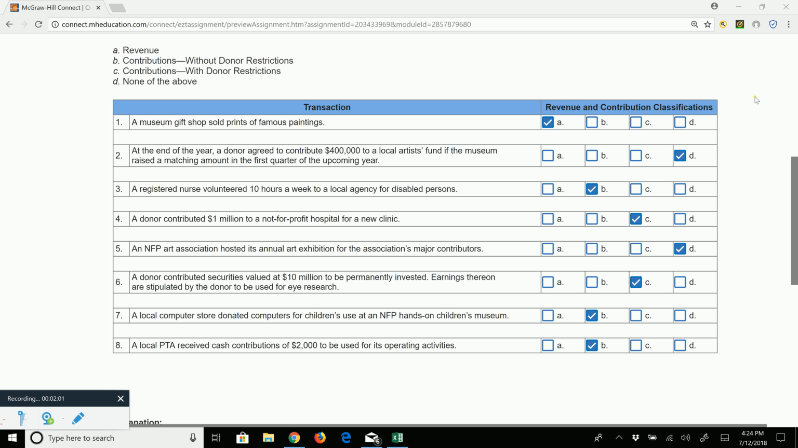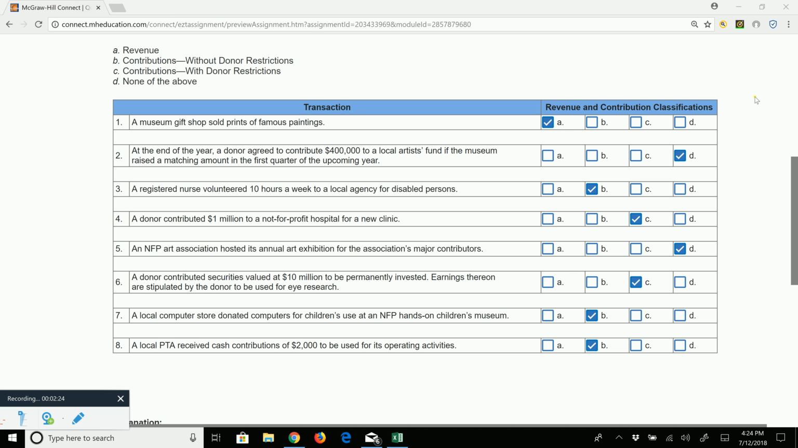Number 2, at the end of the year, a donor agreed to contribute $400,000 to a local artist fund if the museum raised a matching amount in the first quarter of the upcoming year. Well, this is great. There's nothing wrong with this. However, what are you reading here? You're reading that the museum has to do something first. They actually have to raise matching funds. Now, before they do that, we're not going to record this, right?